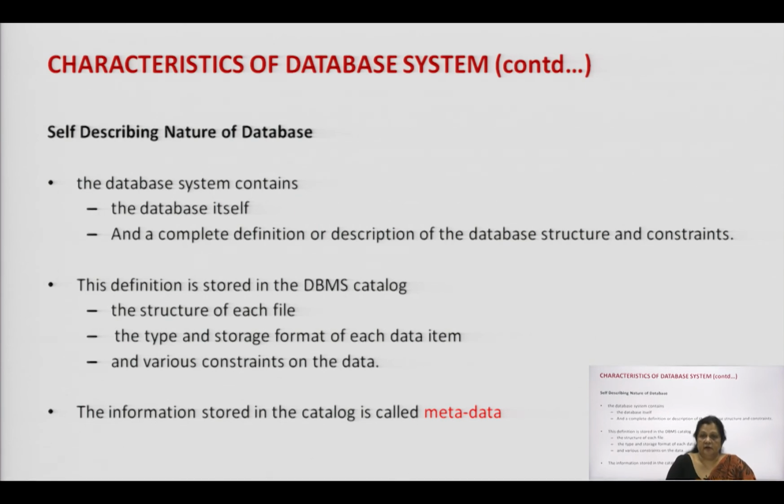Self-describing nature of the data. We have already studied what metadata is. It is data about data. That means the data about the data, what the data types are, what the constraints are, what the access mechanisms are, all these are stored in a catalog called the data dictionary, in the form of metadata. So, the data itself is described in what we call the metadata.